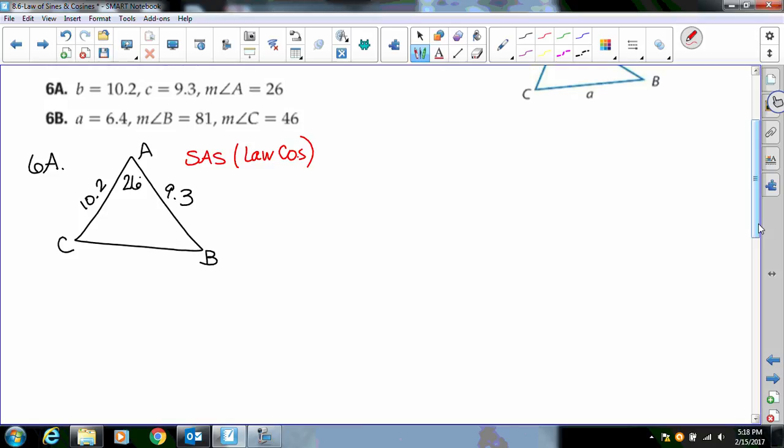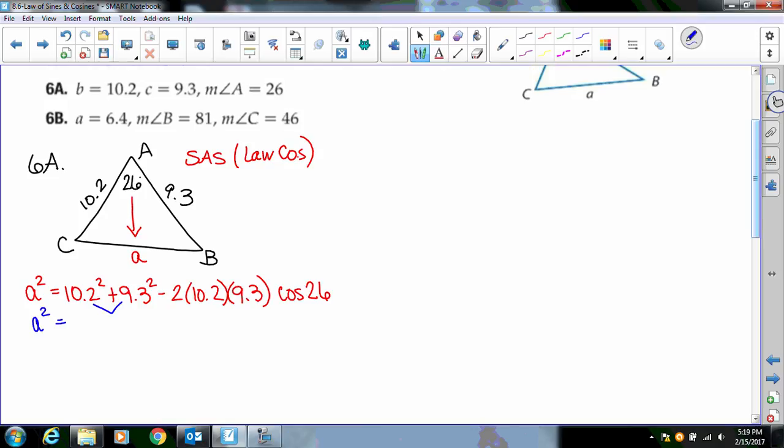Okay, so we want to find this side here. That would be called little a. So to do that, I start with that a. A squared equals my other two sides squared and added together, minus 2 times my other two sides, and then the cosine of that angle opposite, which is 26. Okay, then you're just going to do that math on your calculator.